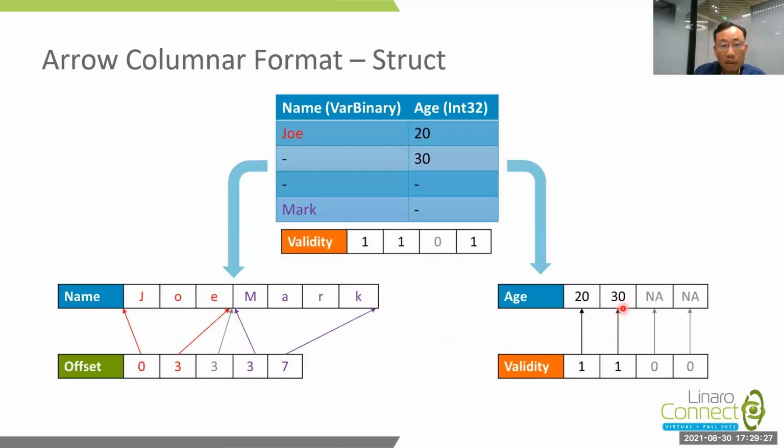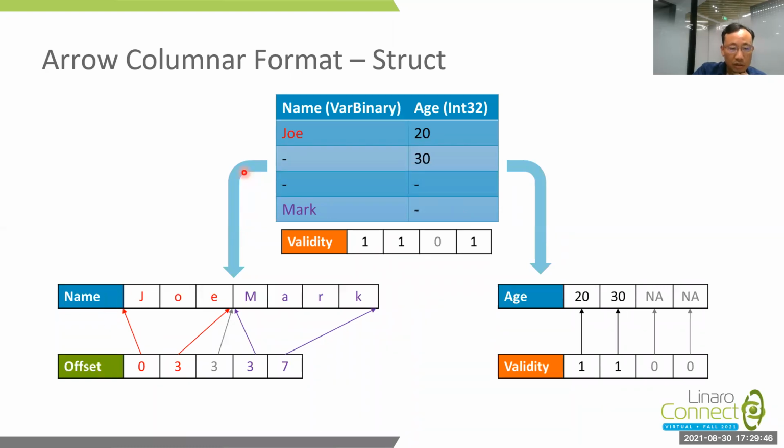Okay. So this is for struct. For struct, this is a table. Struct is similar to a table. You have 2 columns in this example. We have names: Jew, Mark, and some missing data. Also we have age, fixed size integers. There's also some missing data.